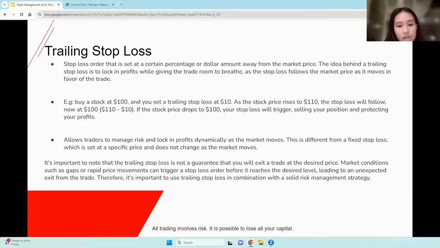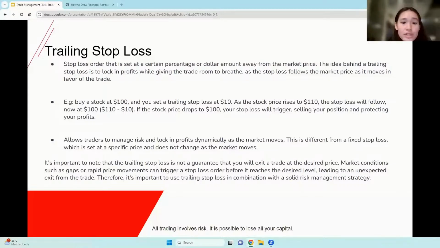So it's important to note that the trailing stop loss is not a guarantee that you will exit a trade at the desired price. Market conditions such as gaps or rapid price movements can trigger the stop loss order before it reaches the desired level, leading to an unexpected exit from the trade. Therefore, it's important to use trailing stop loss in combination with a solid risk management strategy. So if you combine this with all of the methods that we've mentioned above, and throughout the past 3 webinars, you're pretty much set for your trade management strategy.